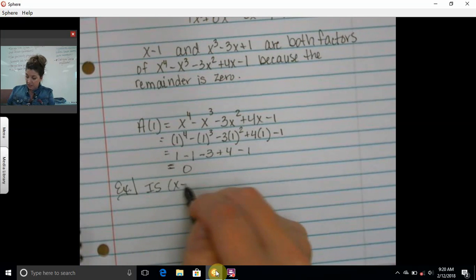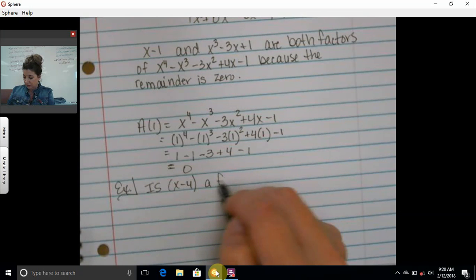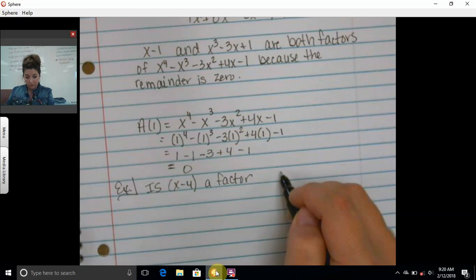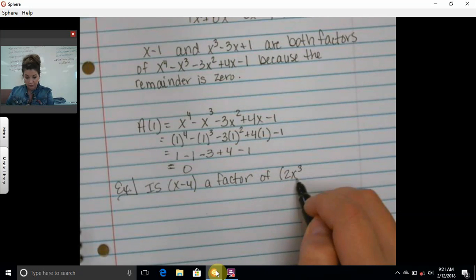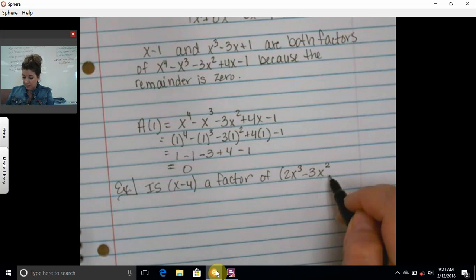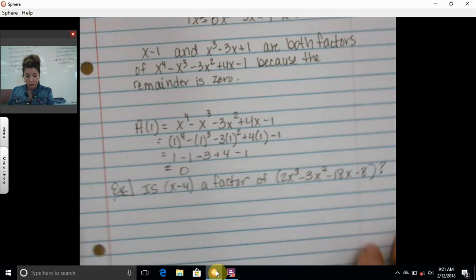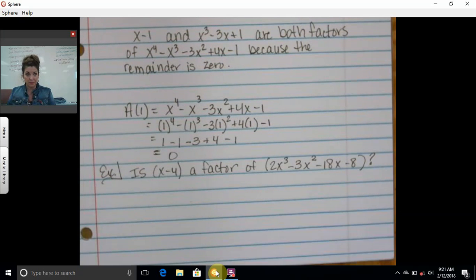Is x minus 4 a factor of 2x cubed minus 3x squared minus 18x minus 8? You tell me. I'm just going to sit here quietly.